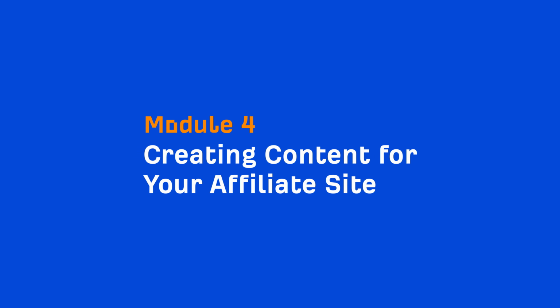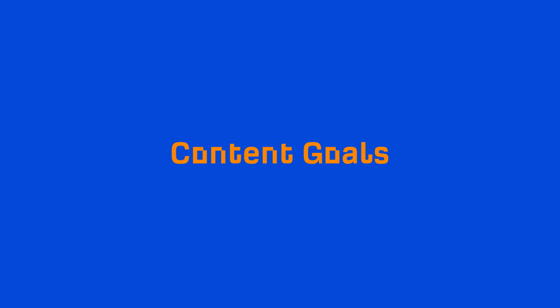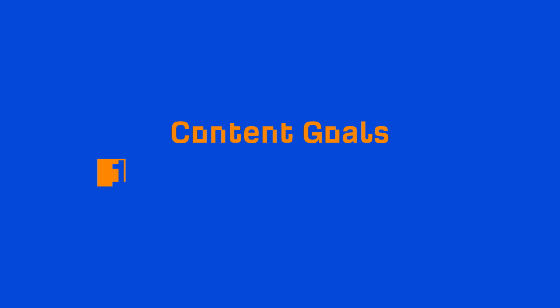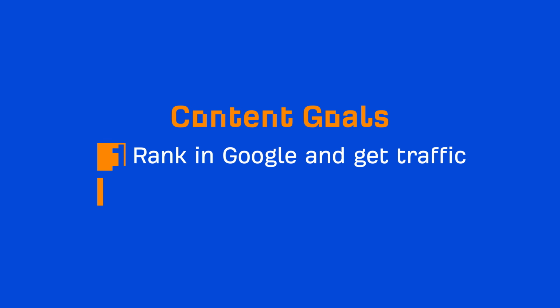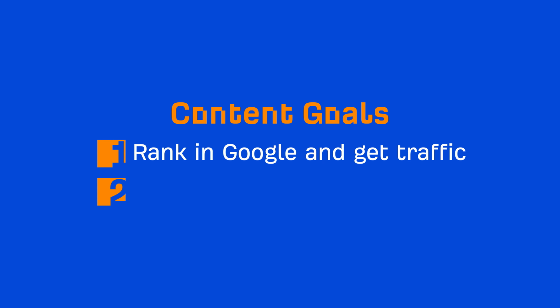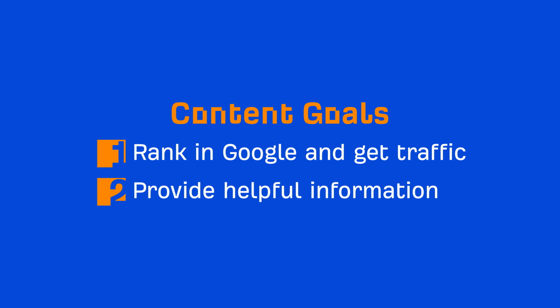In this module, I'm going to show you how to create content for your affiliate site. And there are two main goals for our content. Number one, we want it to rank in Google so we can get consistent traffic to our site. And number two, we want our information to be helpful to visitors so they can make informed purchasing decisions and we can get compensated with affiliate commissions.